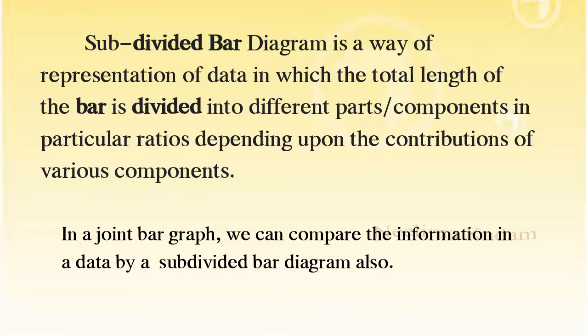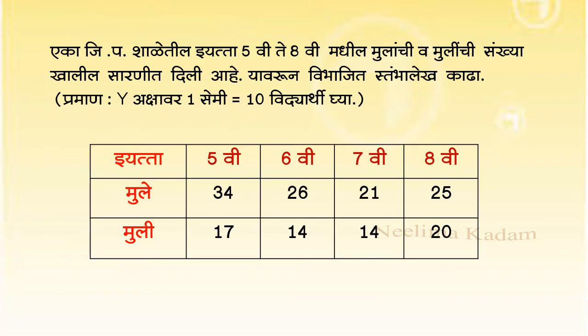Just as in a joint bar graph, we can compare the information in the data by a subdivided bar diagram also. So in short, a subdivided bar diagram or bar graph is a way of representation of data in which the total length of the bar is divided into different parts. Okay? Let us take an example.